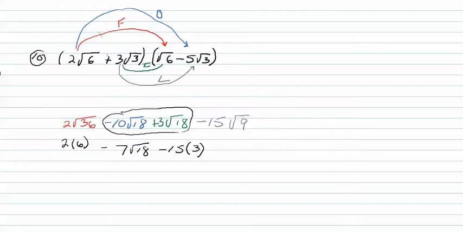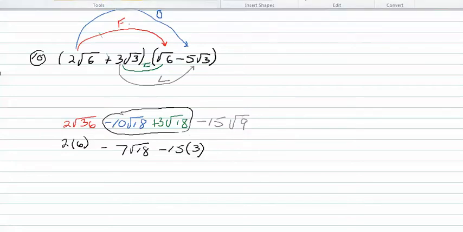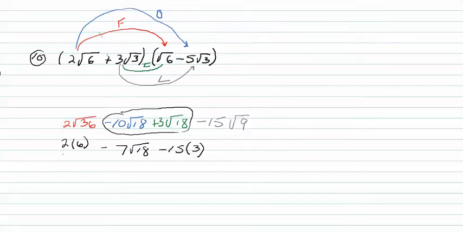Okay, so now let me change my color. Let's do green. So now we're going to multiply this. We get 6 times 2, which is 12. And I have negative 7 radical 18 still for now. And then I have negative 15 times 3 is negative 45. Okay, let's go ahead and combine the numbers. So here's one number, and here's another number. Can combine those together. 45 minus 12 is 33, and it's going to be a negative 33.